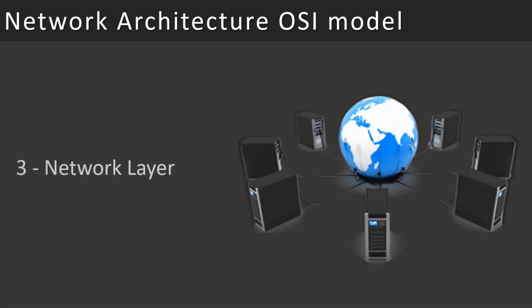Then we have the network layer. The network layer is when you go globally. When you use your device now to communicate with something central or to communicate with something outside of your area. So that's the global network layer.